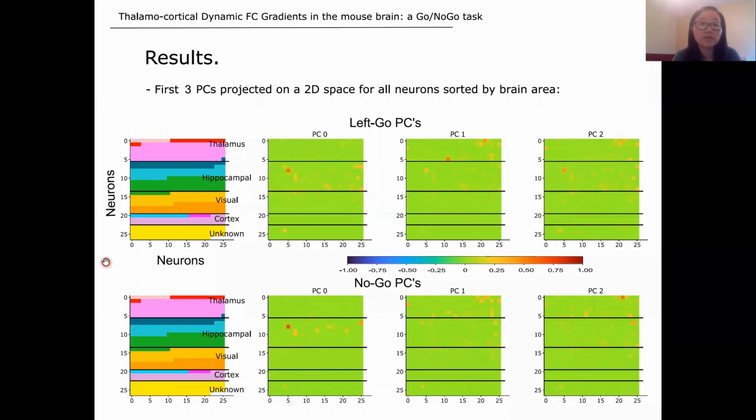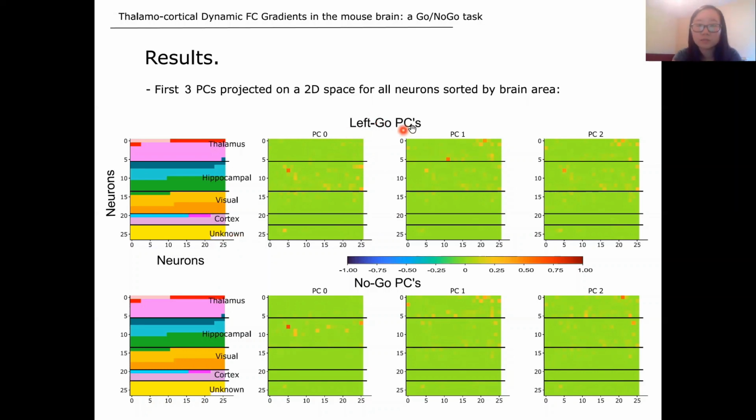So in order to observe the functional connectivity gradients, we performed principal components analysis. Ideally, we would obtain the principal components from the analysis and project them onto a 3D brain space, such as the Allen Brain Atlas. However, due to time constraints, we decided to just map the principal components onto a 2D space. So here is our 2D brain space we created, sorting all the neurons according to the brain areas, such as the thalamus and the other cortical areas. And the unknown areas are just the unidentified areas.